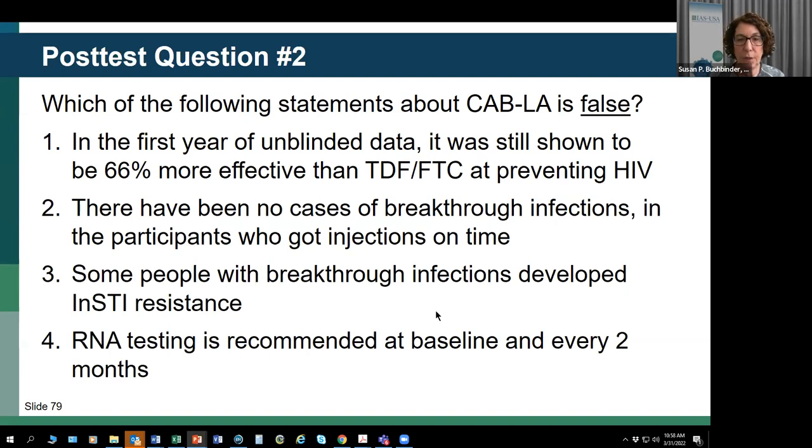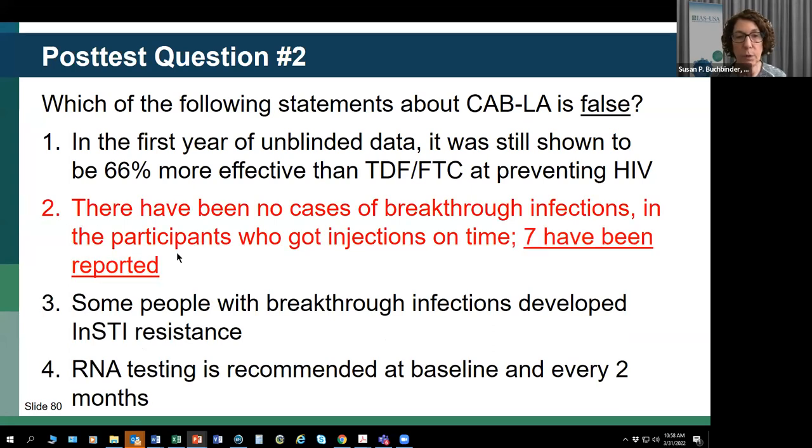Okay, 81% of you got it right. There actually have been cases of breakthrough infections in people who got on-time injections. There have been 7 of those reported to date. Okay, so 7 have been reported to date.